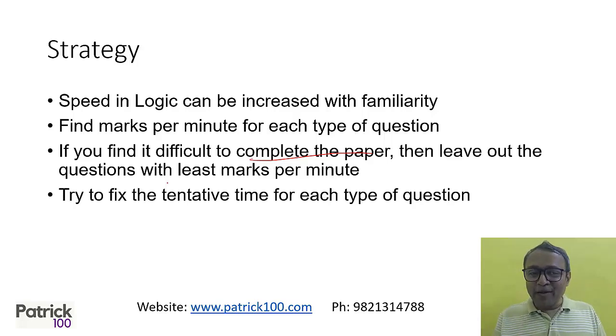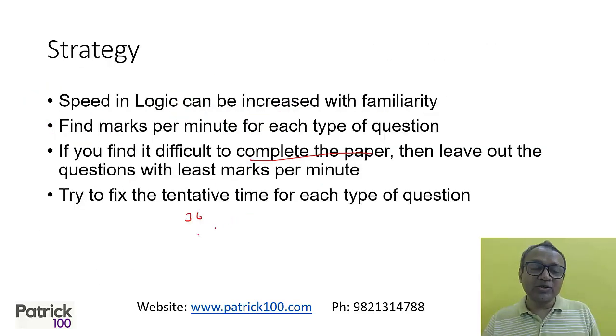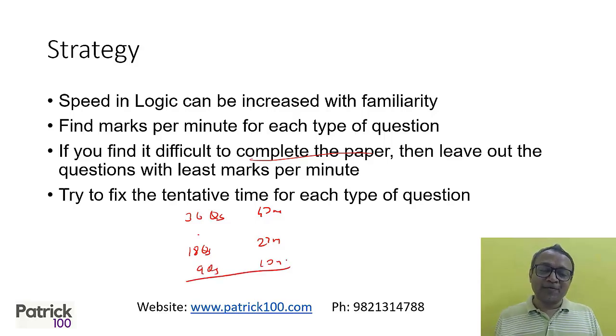At any point in the paper, if you feel you're behind schedule, use the pace. There are 36 questions in 40 minutes, so in 20 minutes I should be around 18 questions, or in 10 minutes around 9 questions, approximately. Ensure that you follow that time pace. If you feel you're behind, say at the 20th minute you're around 15 or 16 questions, then learn to leave difficult or lengthy questions, mark and move forward, so that you can solve the easier questions as far as possible.